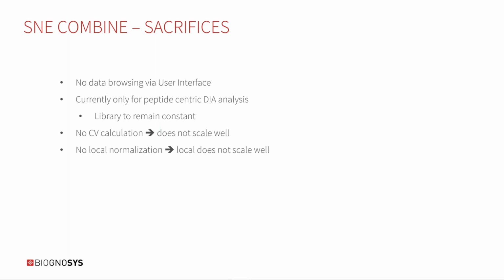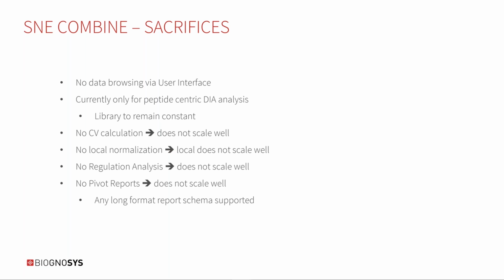We also have no local normalization. For those who know Spectronaut, quantity normalization comes as local normalization or global. For the SNE combine pipeline, we had to fix it on the global normalization because, again, the local normalization doesn't scale well. Furthermore, there is currently no support for regulation analysis directly in this process, so the regulation analysis would have to be done on the resulting spreadsheets. Pivot reports are also not possible in this mode, again because the data structure you would need for a pivot report doesn't scale well. But for a long format report, you can provide pretty much any report schema that you can make in Spectronaut.